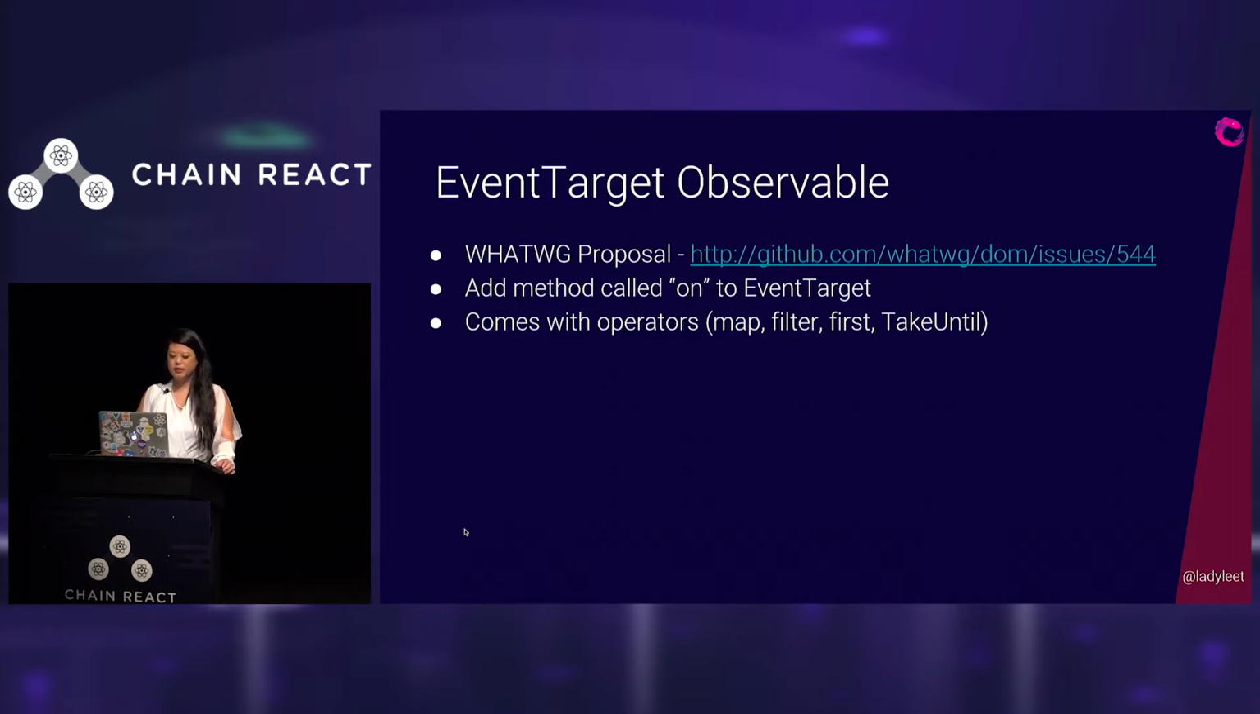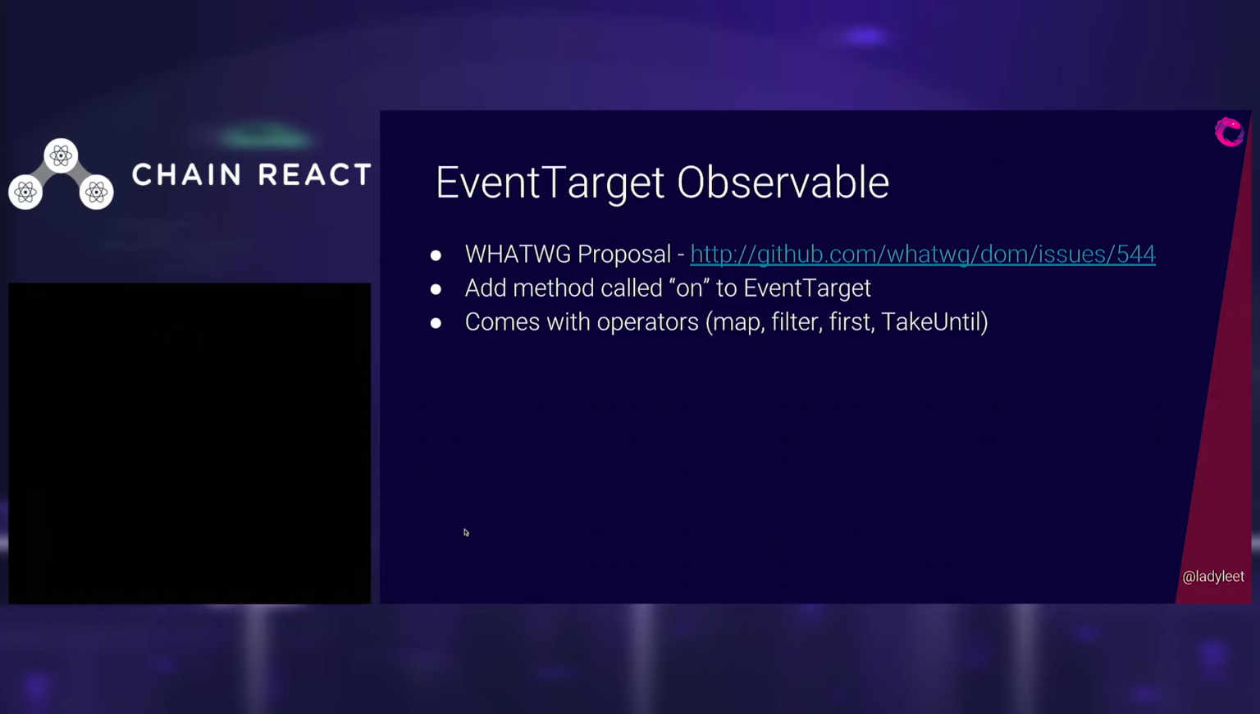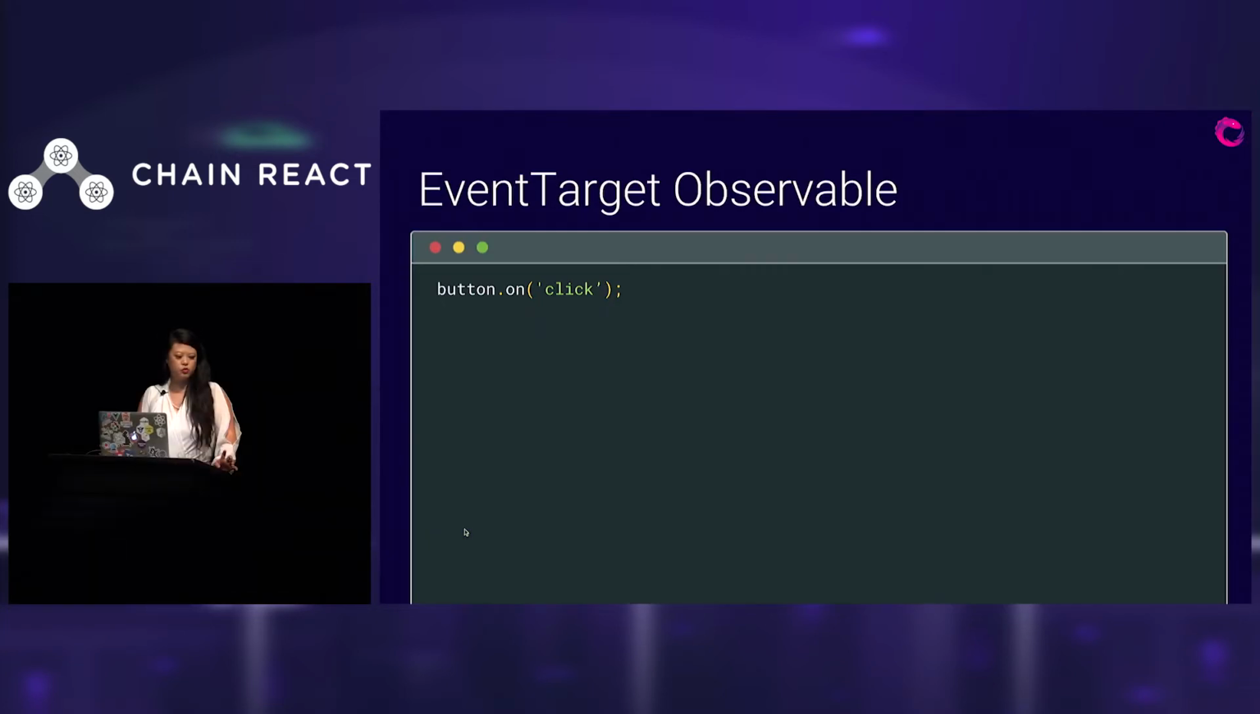Event target observable. This is something kind of new, proposed about 6 months ago to WHATWG. There's an issue if you care about this. It's going to add a method called on to EventTarget. And it will also come with a few operators, which is kind of cool. So map, filter, first, and takeUntil would be included in this proposal. And it's really simple, right?